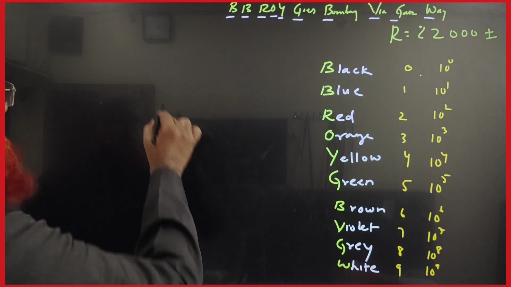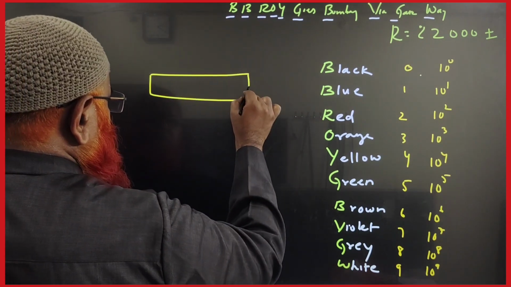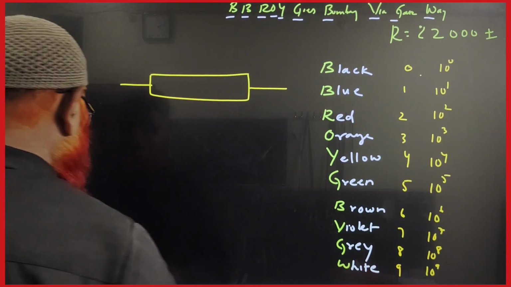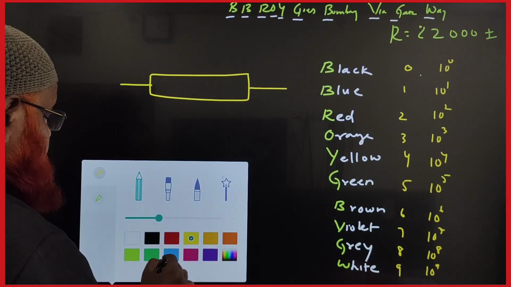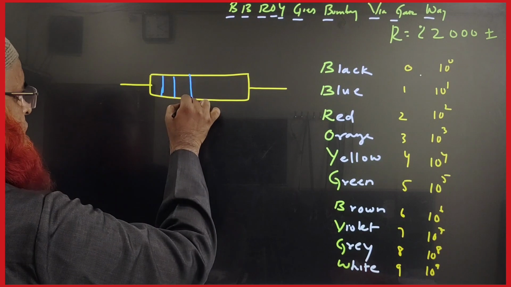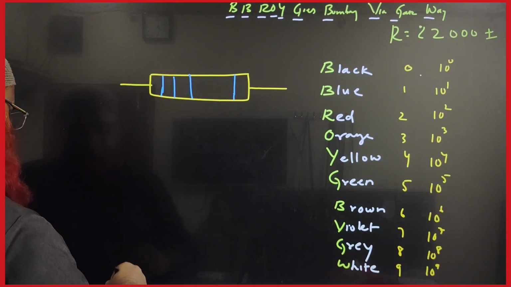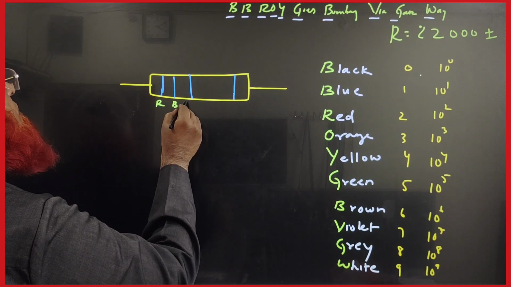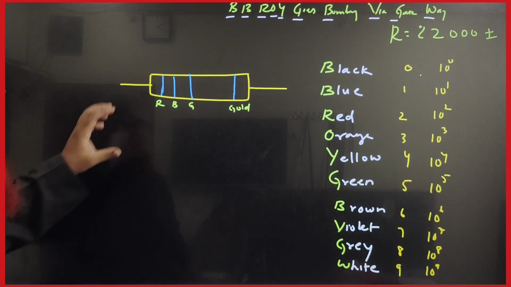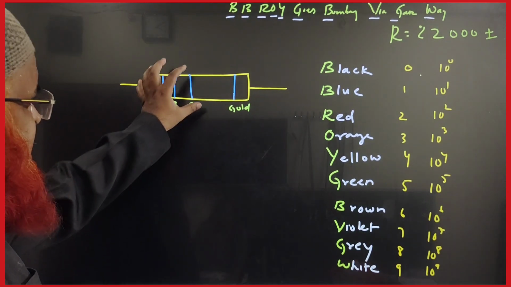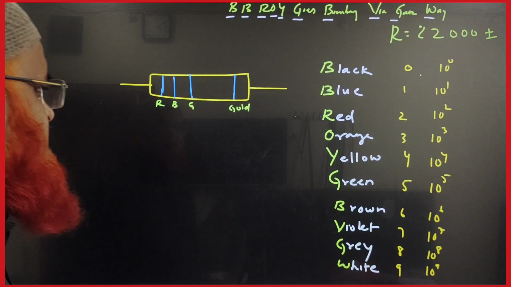See here, for example, what is the resistance symbol? The resistor will be like this, having some colors: 1, 2, 3, and at last there is one color. Let us take the first color is red, the second is brown, the third is green, and the last one is gold. So a resistor has 4 colors. By seeing these colors, you can find out the resistance. How can you find that out?